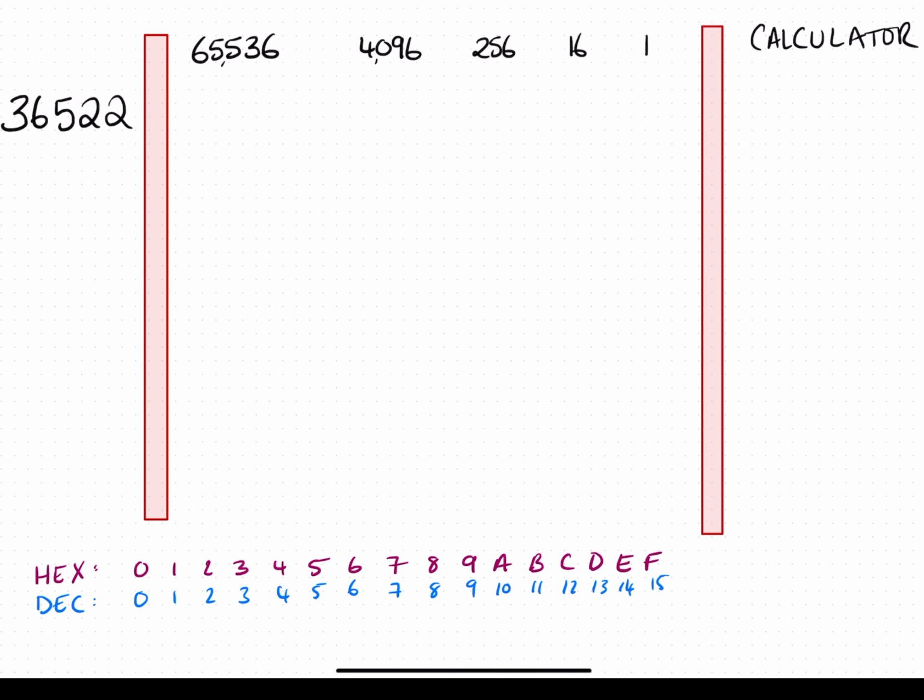So now I'm going to do a conversion with a long form answer. What I'm going to do here is step you through what I'll be putting into my calculator as I go through this challenge. The number we're going to convert is decimal 36,522. You see it on the left there.